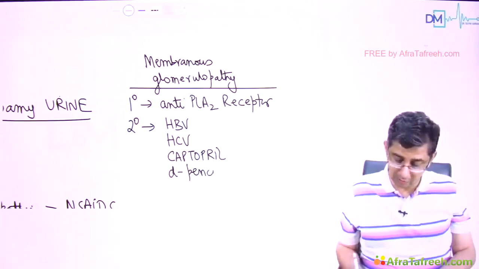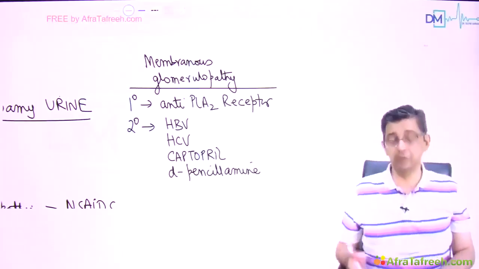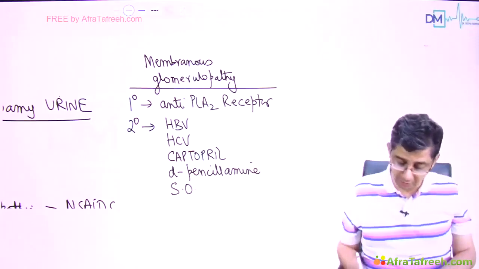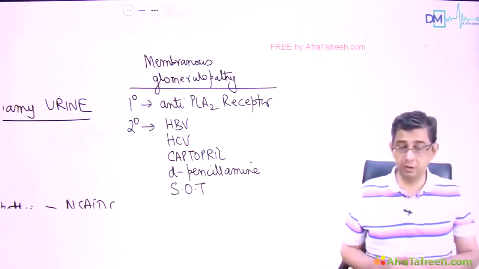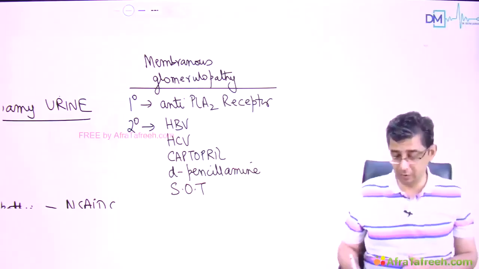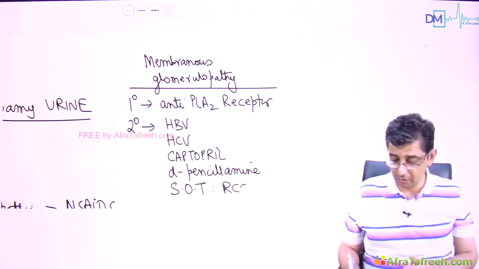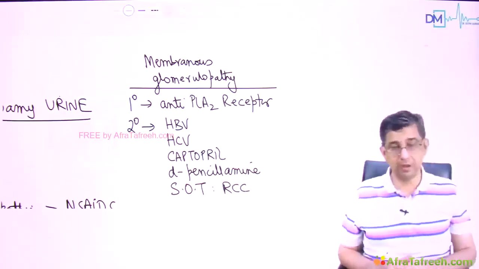Then also remember the fact that membranous glomerulopathy is associated with solid organ tumors. In fact, if the question asks which is the most common variety of nephrotic syndrome seen with tumors, then it is membranous glomerulopathy. Solid organ tumors could be, for example, renal cell cancer or prostate cancer.